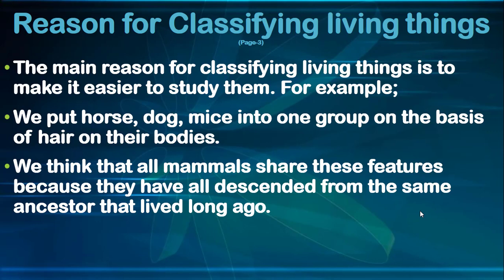Now, evolution is the term we use for tiny changes among living organisms. For example, as time passes, living organisms evolve from one form to another form. So it means that the ancestor of horse, dog and mice were the same. It means that these living organisms must be grouped into mammals because they share the same features.